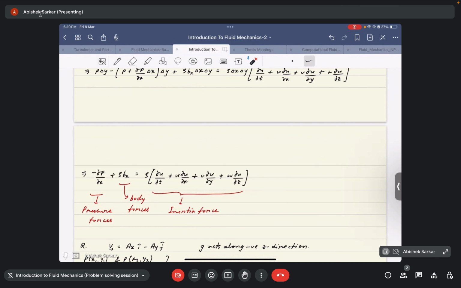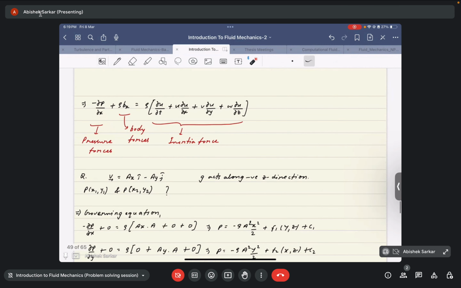And this is essentially Euler's equation along the x direction. Similarly, along the y direction we would have minus ∂p/∂y plus rho by is equal to rho times (∂v/∂t plus u ∂v/∂x plus v ∂v/∂y plus w ∂v/∂z). Similarly, along the z direction we would have minus ∂p/∂z plus rho bz is equal to rho times (∂w/∂t plus u ∂w/∂x plus v ∂w/∂y plus w ∂w/∂z).